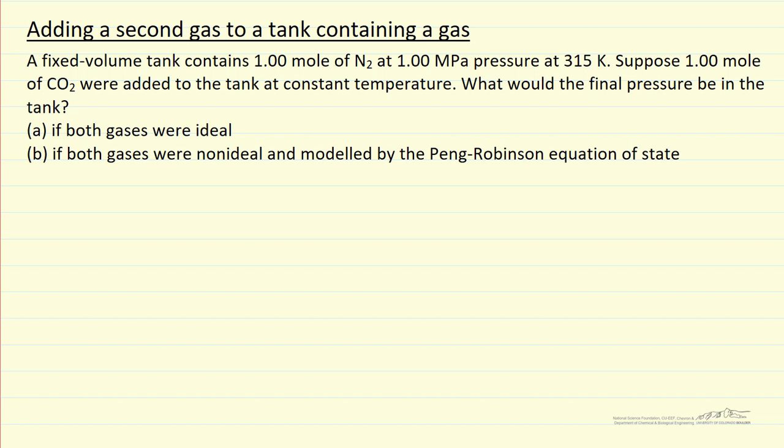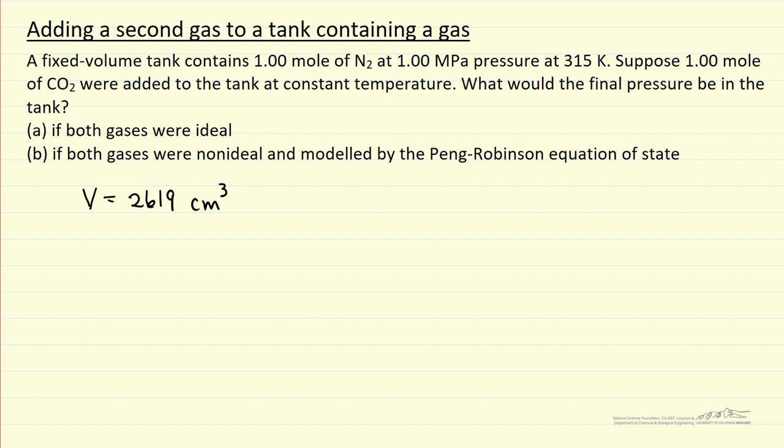Both the gases are ideal or the gases are not ideal, and we're going to model them by the Peng-Robinson equation of state. So let's look at the case where the gases are ideal. Substituting the ideal gas law for these conditions: 1 mole, 1 megapascal, 350 Kelvin. Calculate a volume, 2,619 cubic centimeters.